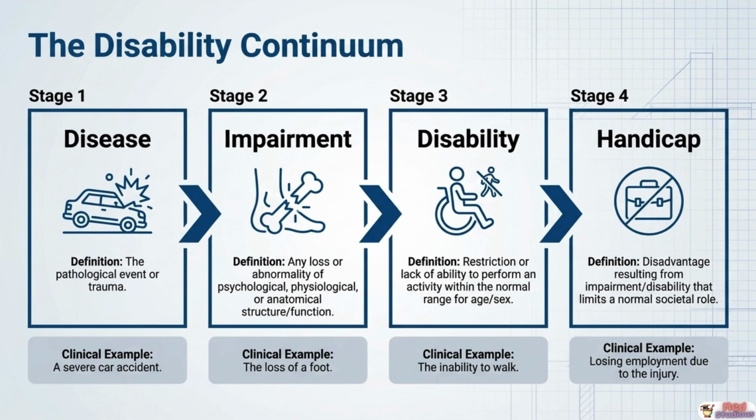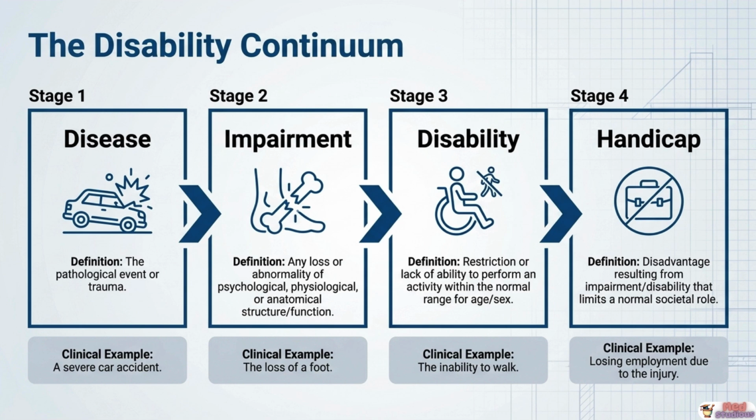When secondary prevention fails, when disease is not detected in the reversible window and irreversible damage occurs, the patient enters the disability continuum. Understanding this four-stage progression is essential for community medicine examinations and for understanding the rationale behind tertiary prevention. Stage 1 is disease, the original pathological event or trauma.